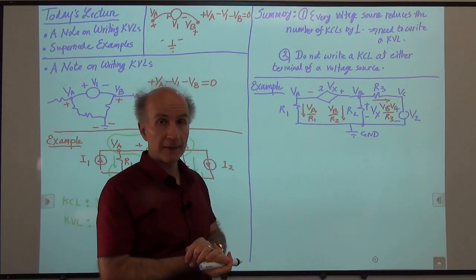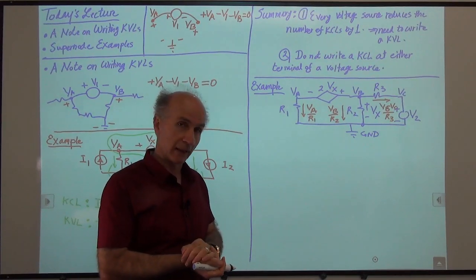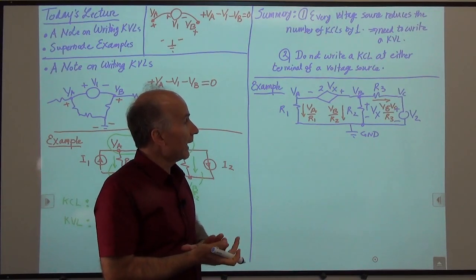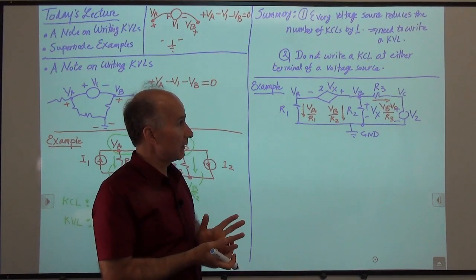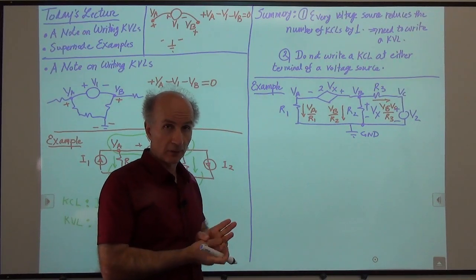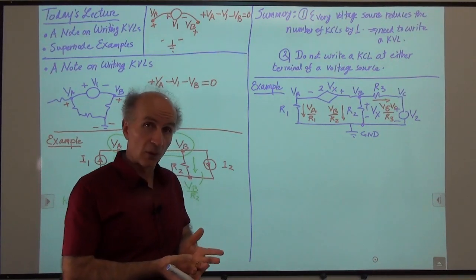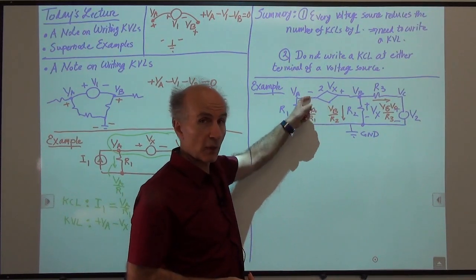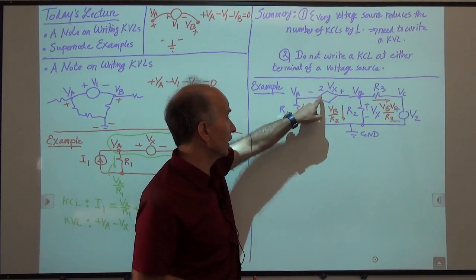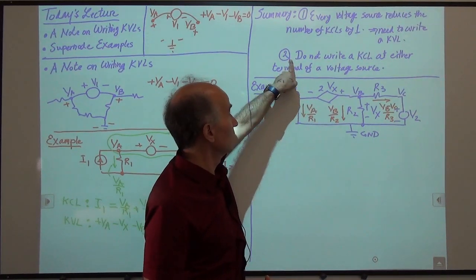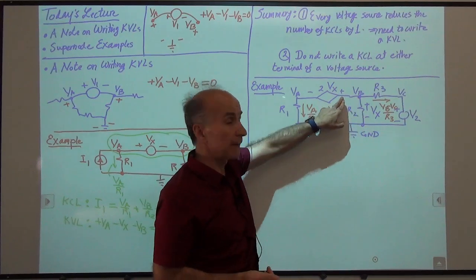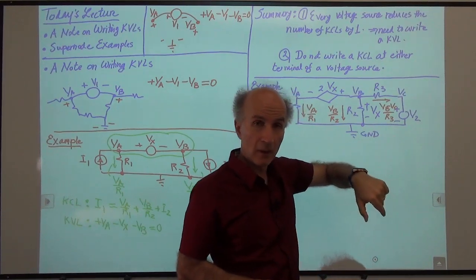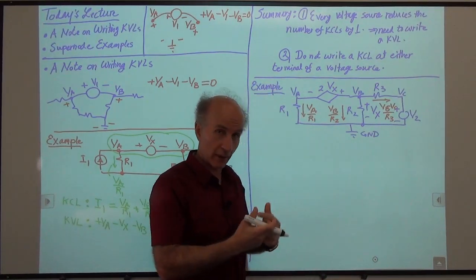And in the fourth step, we will try to write some KCLs. Can I write a KCL at any of these nodes without getting into trouble? The answer is no. Why? Because at this node, I have a voltage source. Remember, we don't write a KCL here. We don't involve the current of this guy in this process. Same problem here, and same problem here, because we have a voltage source connected to that node. So we can't write our regular KCLs.